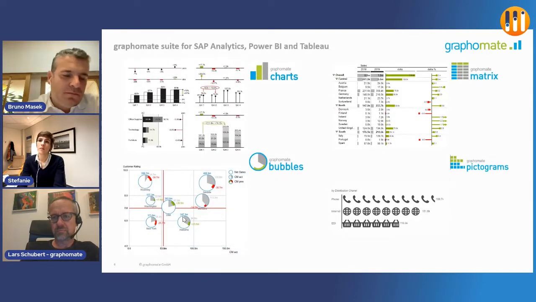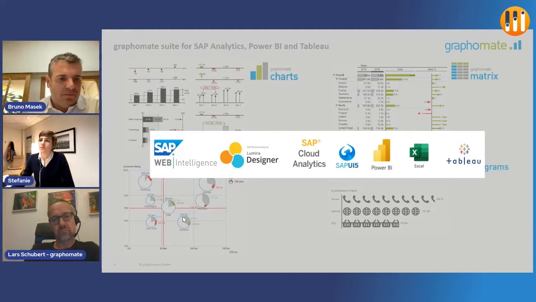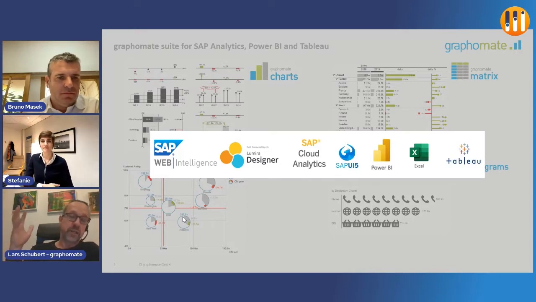Here you get a small overview. I'm going to explain it in detail later on because it's quite a lot of stuff. We have four components which you can use in all of the tools presented here. As you can see, we don't rely on SAP heavily, but can also use our tools in other BI tools. I guess some are familiar to you. Just to say, this makes it possible to use exactly the same visualization in every BI tool.